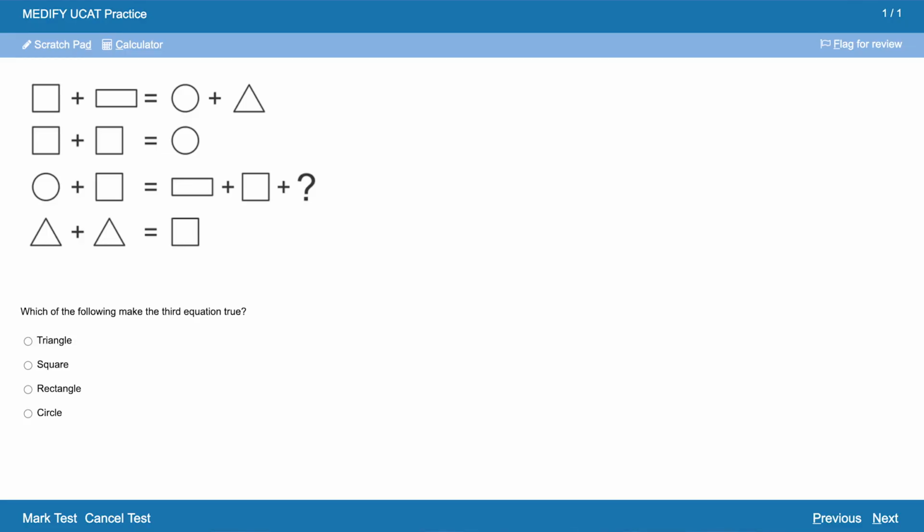As you can see, there's a range of equations that involve different shapes here. And the question here is, which of the following makes the third equation true? If we first look at the top equation, it says a square plus a rectangle equals a circle plus a triangle. Then if we go back to the third equation, which is the one the question is based on, we can see on the right hand side it says a rectangle plus a square plus question mark. And from the top equation we know that a rectangle plus a square is a circle plus a triangle.